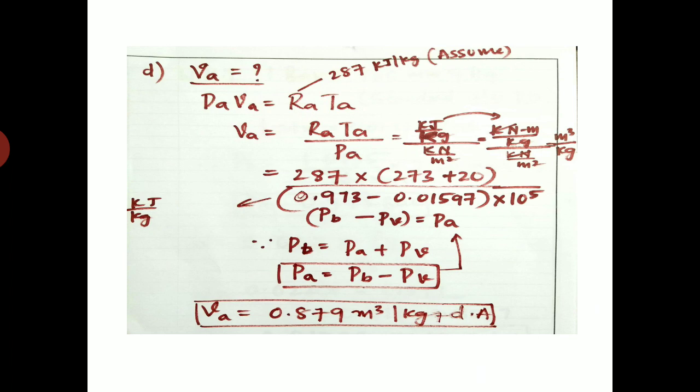So specific volume should be in terms of meter cube per kg. So we need to follow, R value should be 287 joules per kg K. Sometimes if you put 0.287, the digits will change and the answer will become wrong. So therefore, R should be 287. Fine. So therefore, V_A is equal to 0.879 meter cube per kg of dry air.